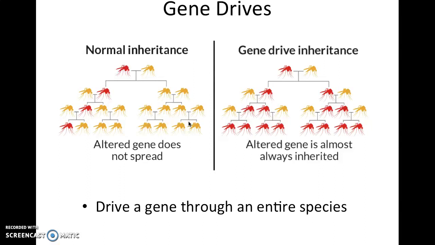Gene drives, on the other hand, ignore natural inheritance laws. Researchers essentially found a way to alter the DNA of organisms to ensure that a specific trait is always inherited. So with a gene drive, virtually all subsequent offspring will receive that trait. A gene drive, in other words, drives a gene through an entire species.